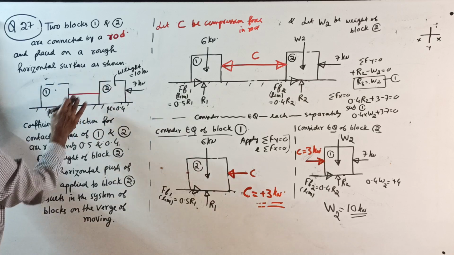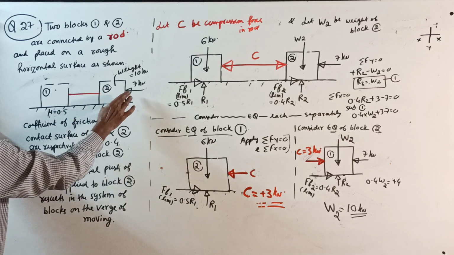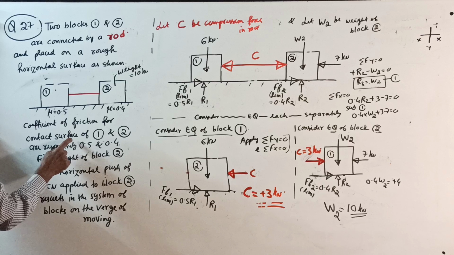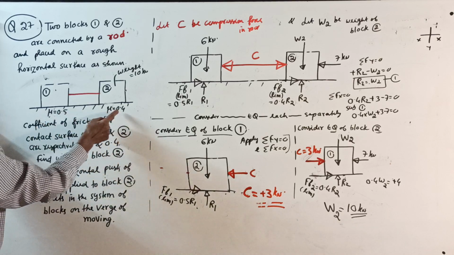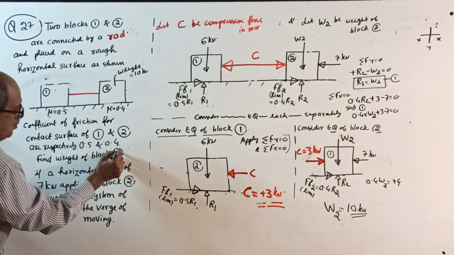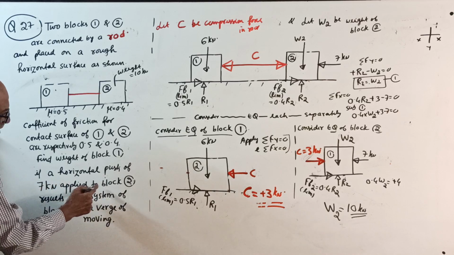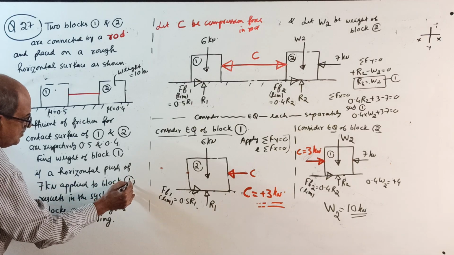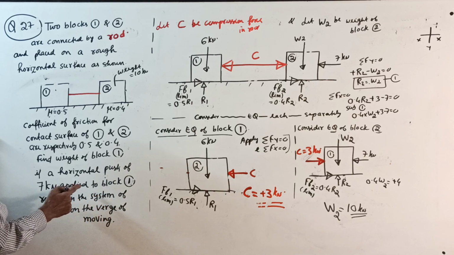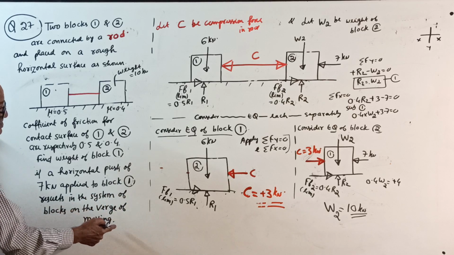This I am not writing, see. And then coefficient, it's a given sketch. This is not given, okay. Coefficients of friction for the contact surfaces of 1 and 2 are 0.5 and 0.4. Find the weight of block 1 if a horizontal push of 7 kN applied to block 1 results in the system of blocks on the verge of moving.